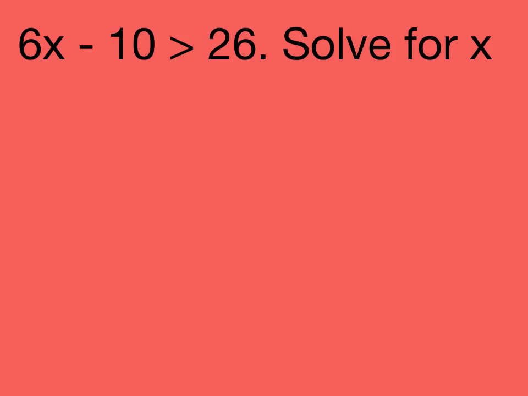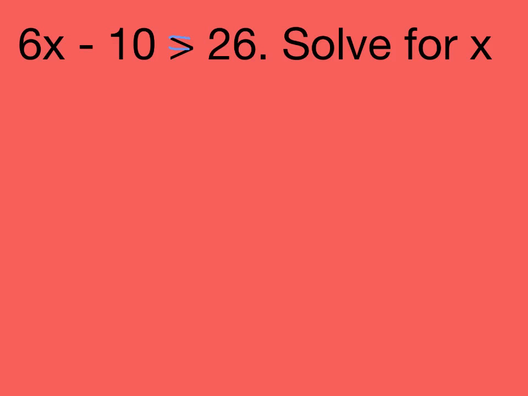We use inequalities much like we do equations. The steps are almost always exactly the same. 6 times x minus 10 is greater than 26. Solve for x. If we were to replace this with an equal sign, you would know exactly what to do. So for now, we're going to treat it like an equal sign.